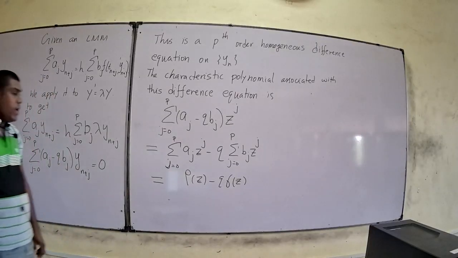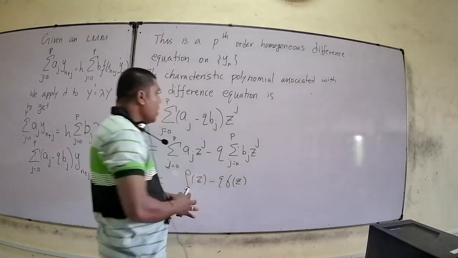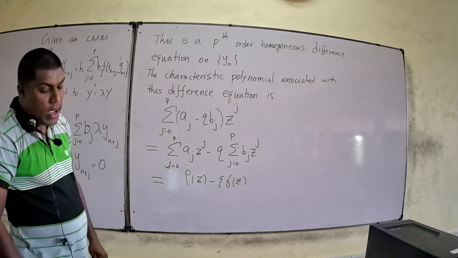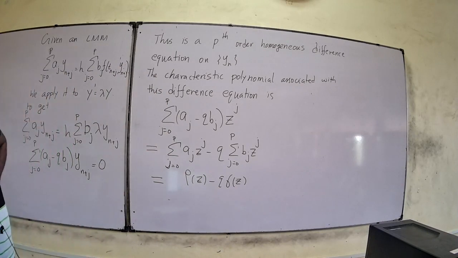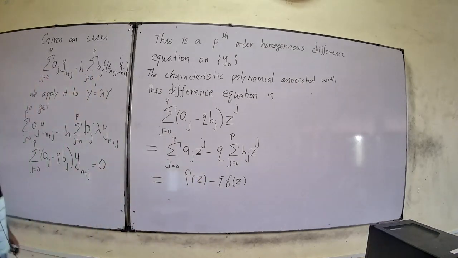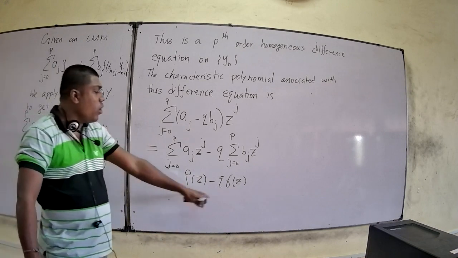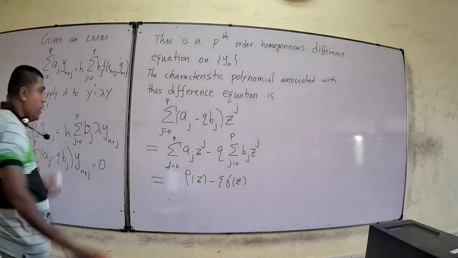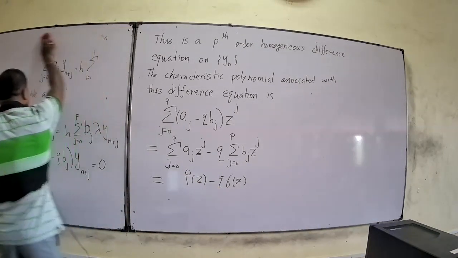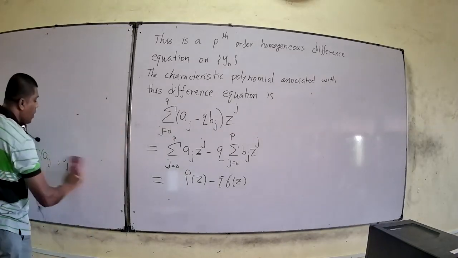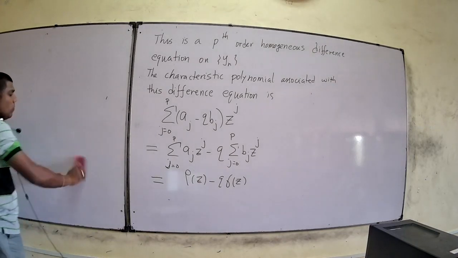So then you have a new polynomial here, right? So this is the characteristic polynomial of the difference equation. And this depends on two things. One is a variable z as well as a variable q, because lambda is a variable, right? So now you have a polynomial of two variables. One is lambda q and the other one is z. So we can name it as a two variable polynomial. And we call this the stability polynomial of a linear multi-step method.